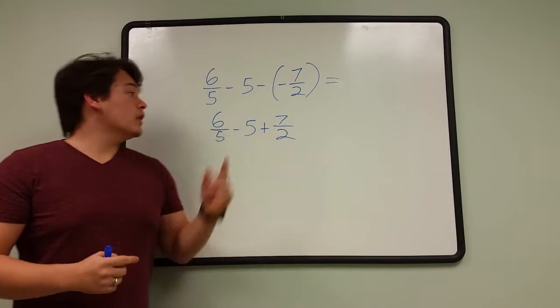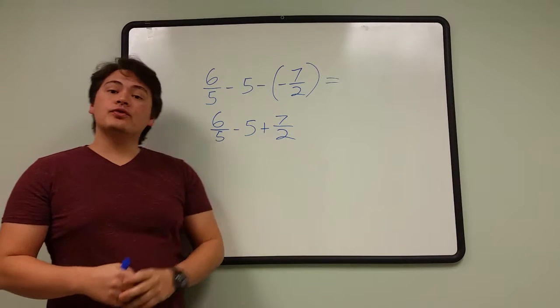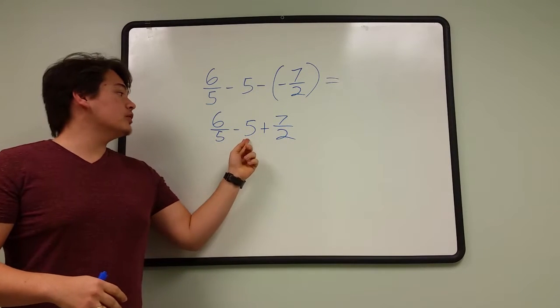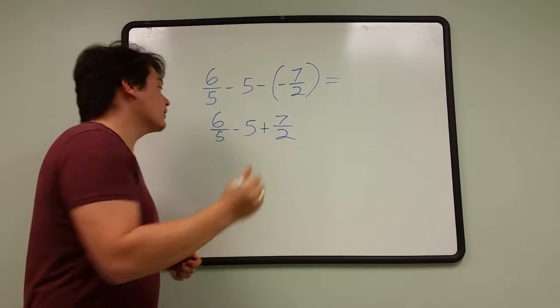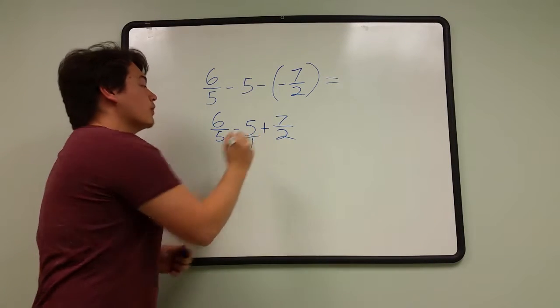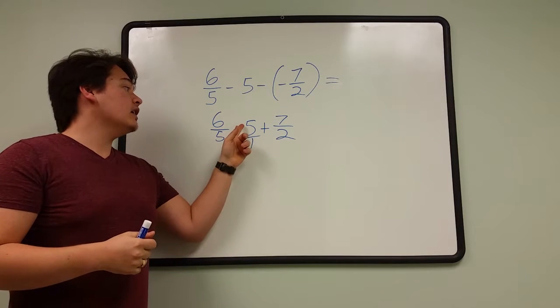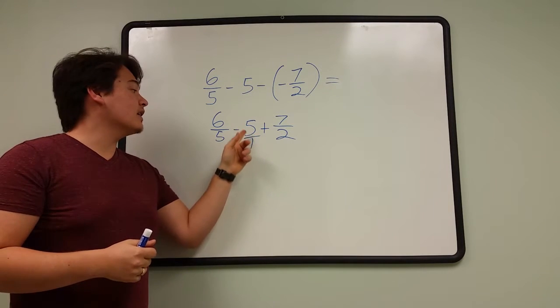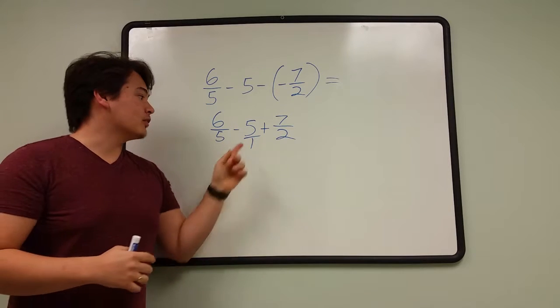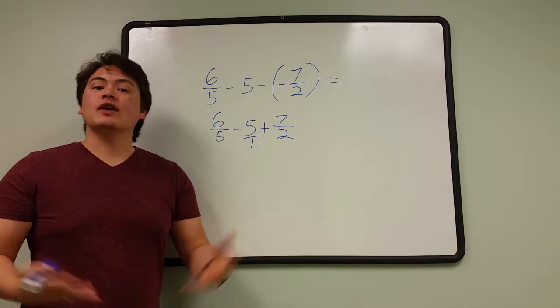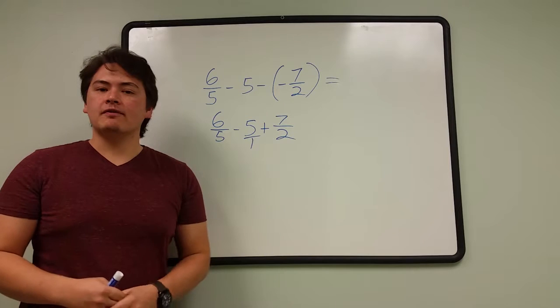From here, we are subtracting and adding fractions. So what I'm going to do is change this 5 into 5 over 1 and make that into a fraction, because any whole number can technically be over 1, because 1 can go into 5 times, making it a whole number of 5.